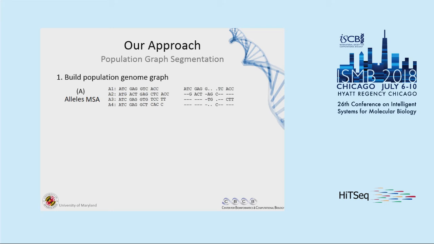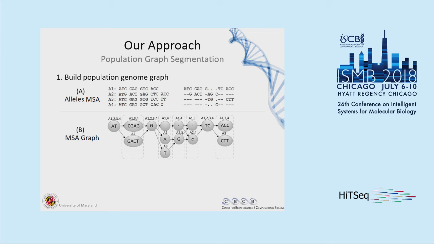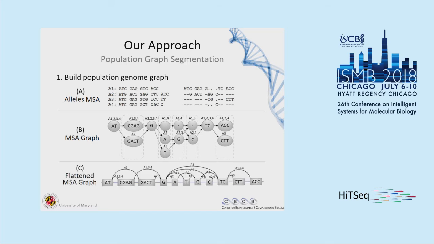So this is how it looks compared to the sequence itself. And then we build the multiple sequence alignment graph that represents this alignment between the alleles. We represent it as a partial order graph. This is the standard, commonly used way to represent multiple sequence alignment sequences. And then we go from the graph into flattening it.